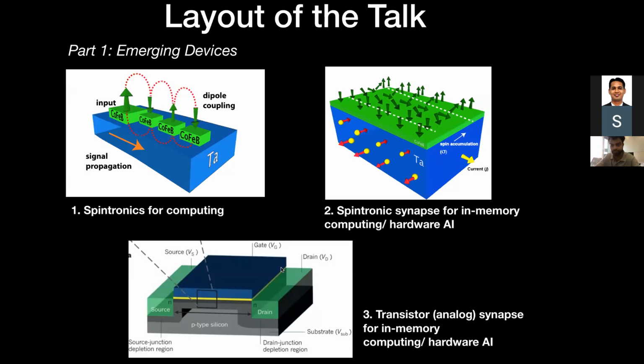So what I will do now is discuss the kinds of devices and systems that we work on. Mainly my work is on spintronic devices. My first part of the talk will be about spintronics for not AI but regular computing, so you will get a flavor of what spintronics is and what nanomagnets do. Then the second part is spintronic synapse for in-memory computing or hardware AI, which is basically edge AI, which is what I work on. And the last is conventional transistors for doing a similar kind of edge AI.